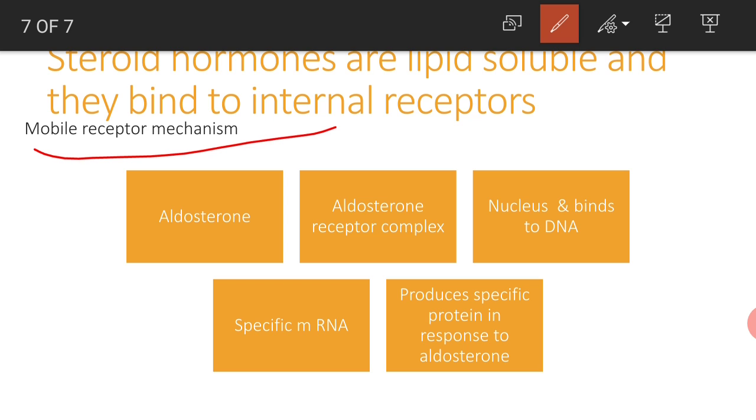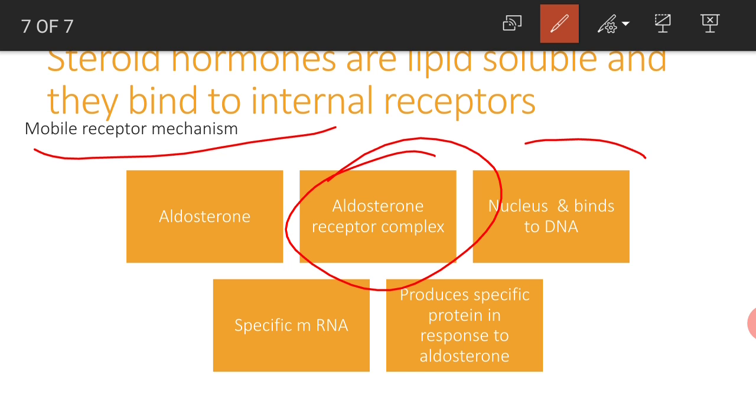Let me explain. In the previous epinephrine case, I told that epinephrine is a hydrophilic hormone which acts via cyclic AMP. Whereas in the case of the lipid soluble hormone mechanism, no cyclic AMP is required. They directly enter into a cell and also into the nucleus, and they bind to DNA. So this entire mechanism is called the mobile receptor mechanism, and aldosterone passes through the cell membrane and enters the cell, and it is bound to intracellular protein receptors, forming the aldosterone receptor complex.